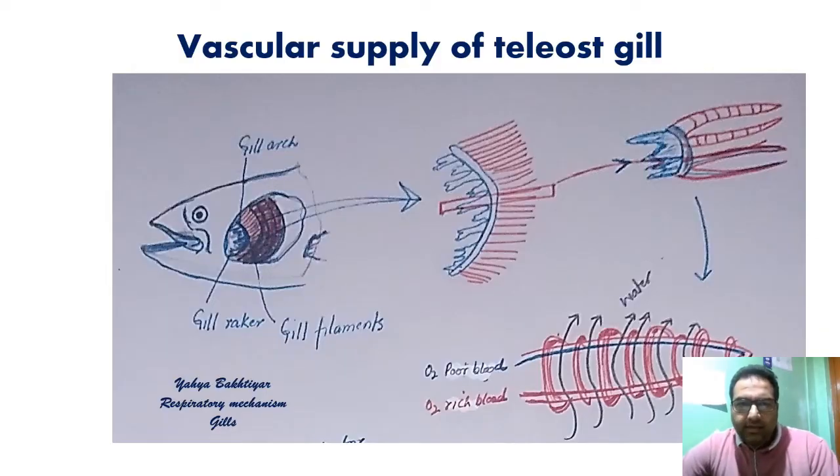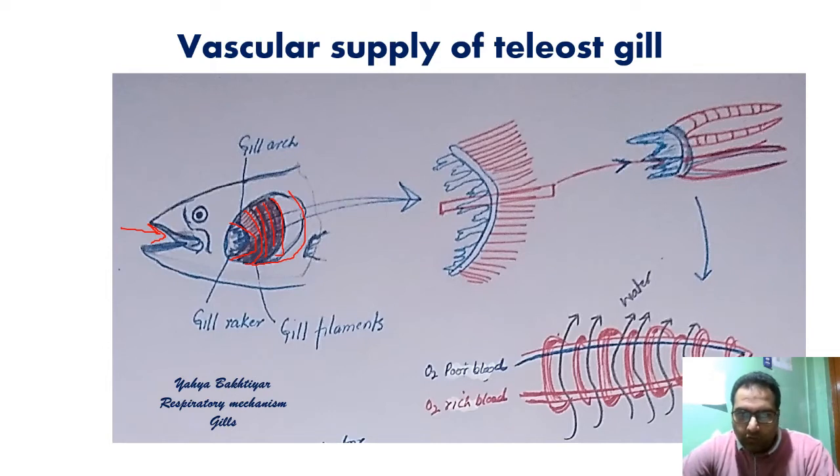So let us have a little discussion on the vascular supply in the case of the teleostean gill. Here I will show you that these are the gill arches, 1, 2, 3, 4, and 5 gill arches. And this is the buccal cavity here. This is the operculum, and these gills are inside the operculum.